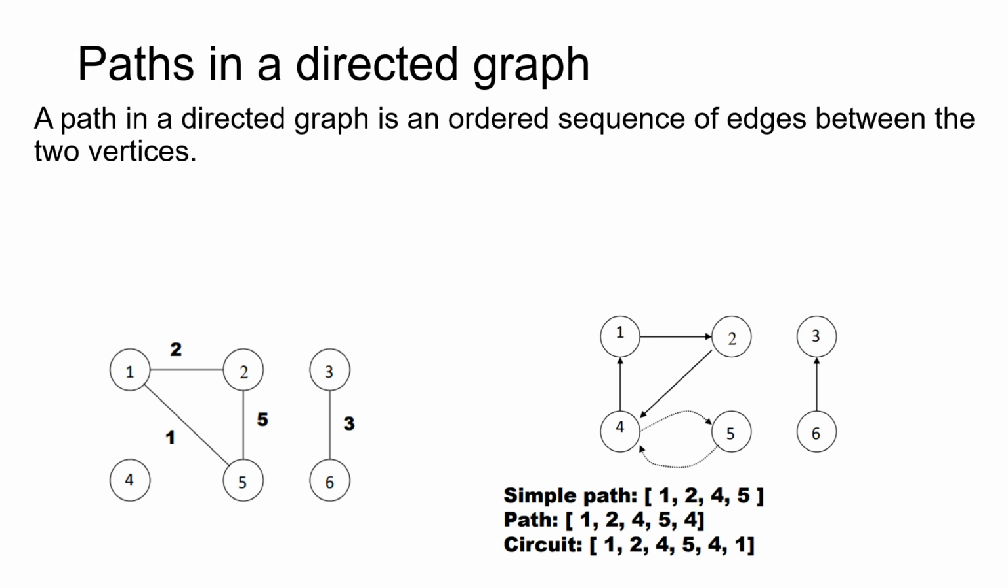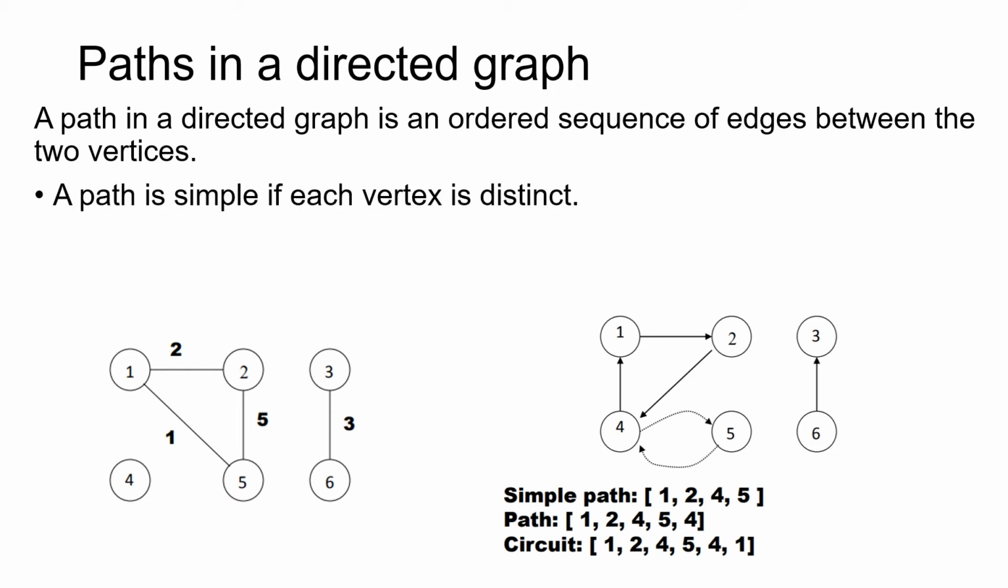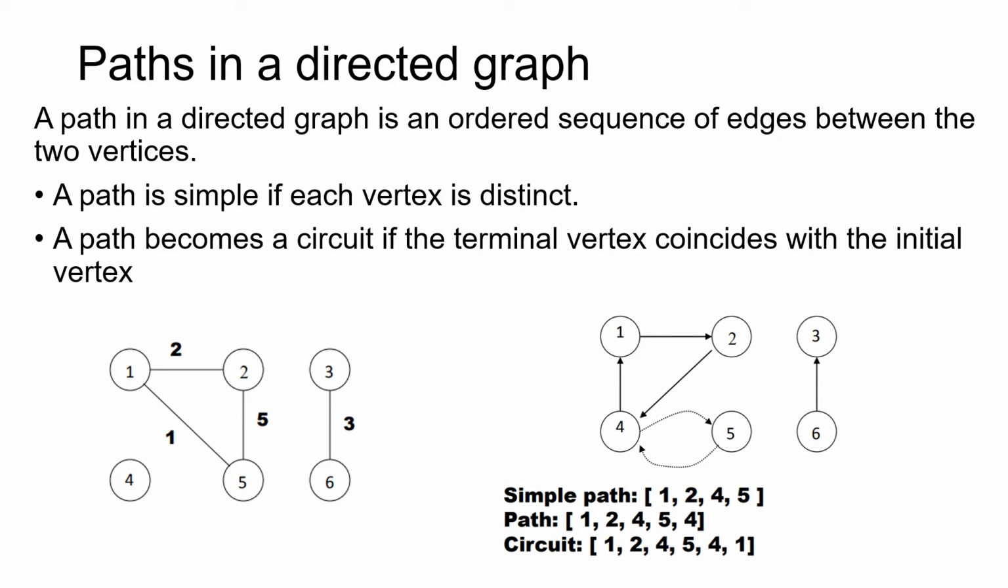A path in a directed graph is an ordered sequence of edges between any two vertices. A path can be a simple path or it can be a circuit path. A path is said to be simple if the vertices mentioned in the path are distinct. A path becomes a circuit path if the terminal vertex is the same as the initial vertex.